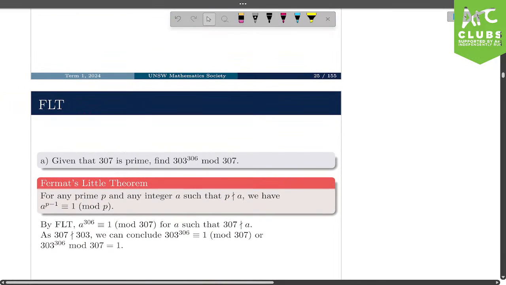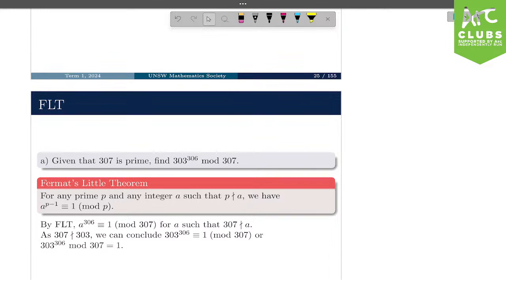So Fermat's law theorem states that, as you can see on the screen, for any prime p, any integer a such that p is not a divisor of a, or alternatively, for our purposes, this is equivalent to a is not congruent to 0 mod p, we get that a to the p minus 1 is congruent to 1 mod p.